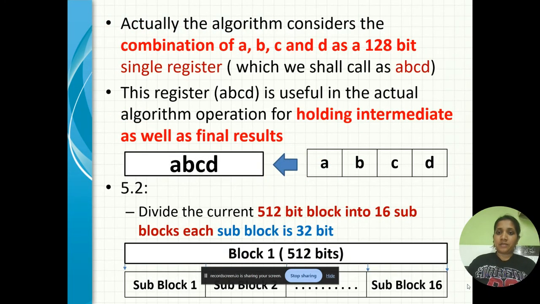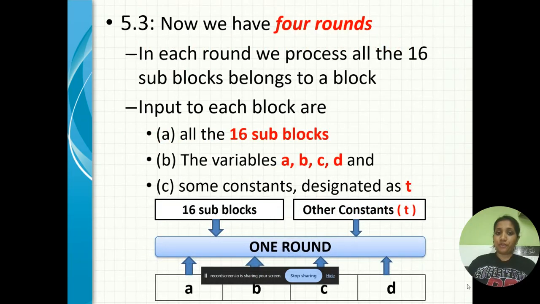Actually, the algorithm considers the combination of A, B, C, and D as a single 128-bit register, which we shall call ABCD. This register ABCD is useful in the actual algorithm operation for holding intermediate as well as final results. Step 5.2, divide the current 512-bit block into 16 subblocks. Each subblock is 32 bits. Now we have 4 rounds. In each round, we process all the 16 subblocks belonging to a block.